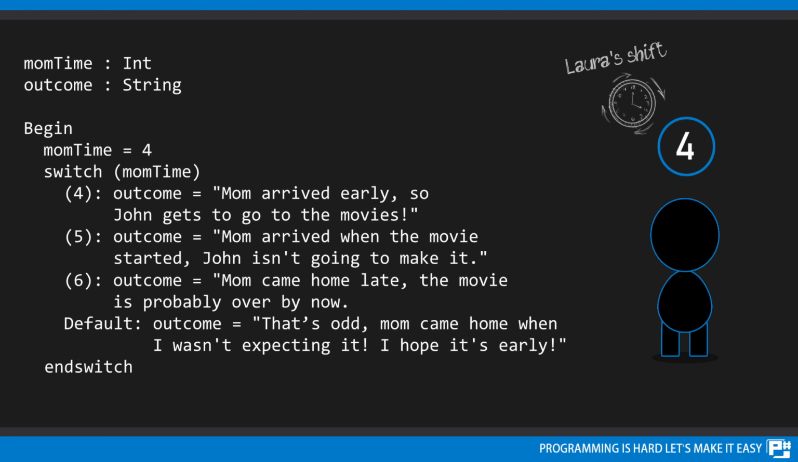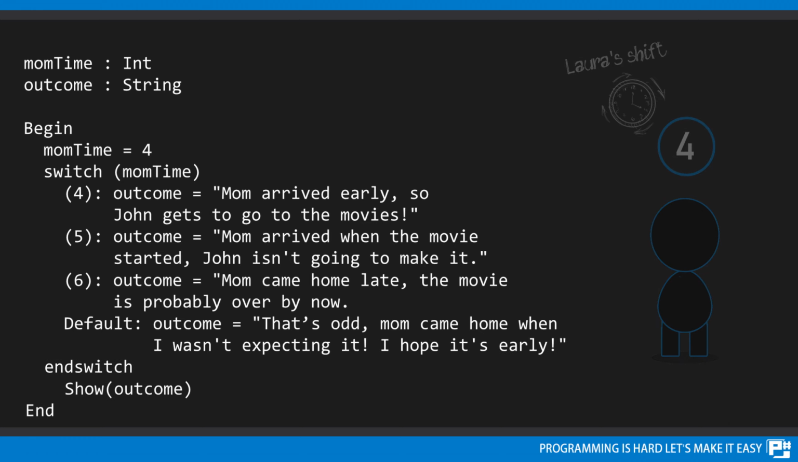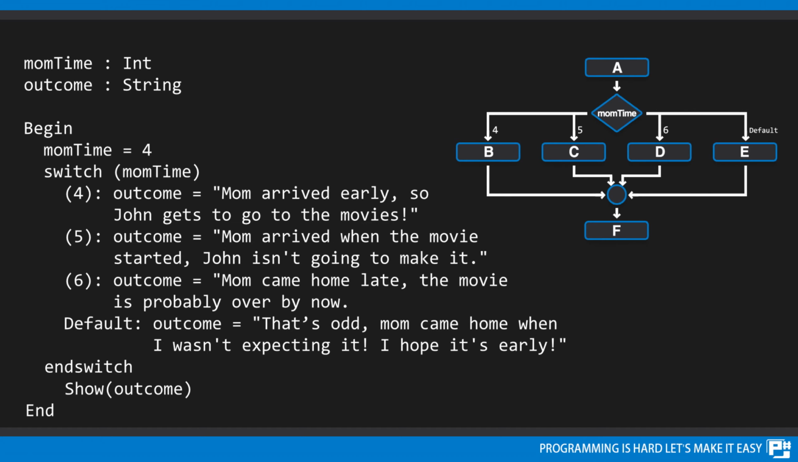We end by showing our outcome. In this scenario, the order of instructions that will be executed is A, followed by B, then F. After A, we have multiple conditions to verify.